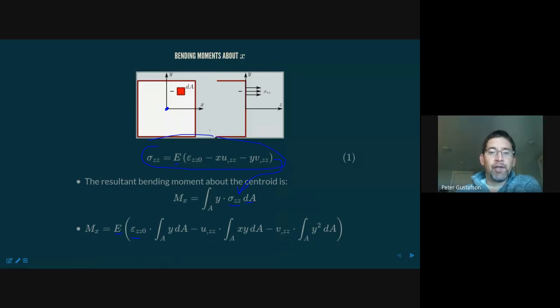u comma zz, v comma zz, those are curvatures of the reference line. They are going to be constant with respect to the area. It's the same argument we made last lecture. So again, that can come outside the integral. That can come outside the integral. What remains inside the integral is anything that is now a function of dA, which is really a function of dx and dy. So y is now a function of y. xy is a function of both x and y. y squared is now also a function of y. We note the y squared comes from y here times y here, so that's where the y squared comes from. xy comes from x and y, so that's where xy comes from.